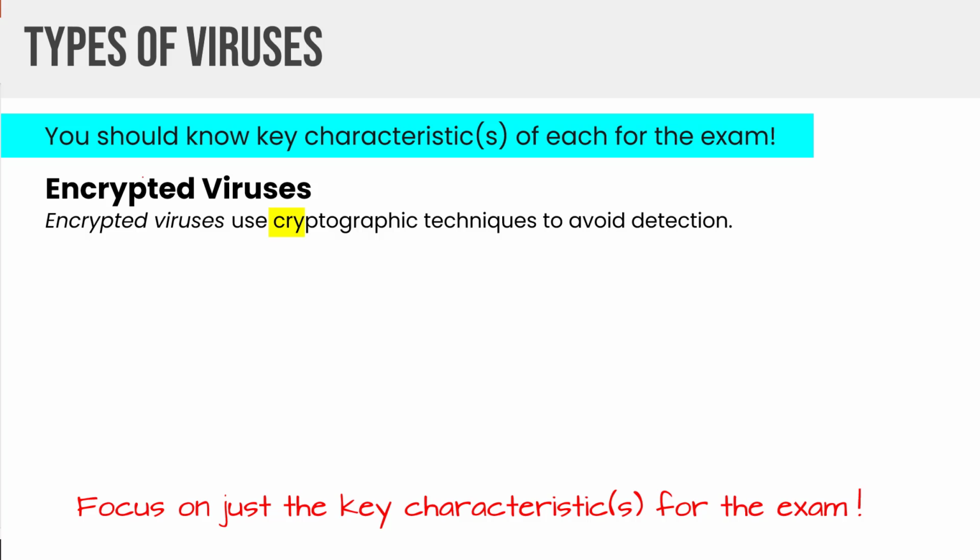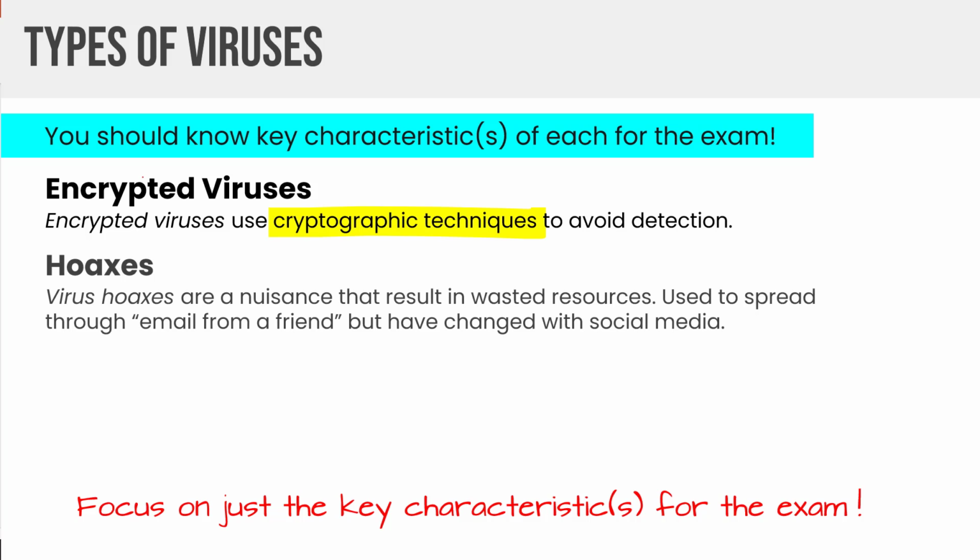Encrypted viruses use cryptographic techniques to avoid detection. Hoaxes, which aren't a virus at all. These are just a nuisance that result in wasted resources. This used to spread through email from a friend. It's now changed with social media how they spread, but we've all gotten that email from a friend in years past, warning of the big dangerous virus to end all viruses.